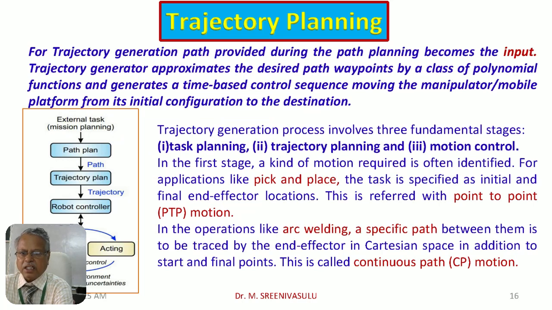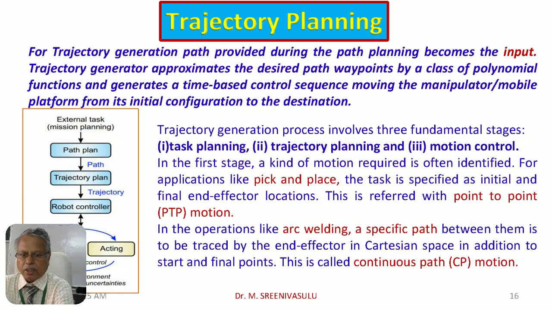We can again understand the trajectory generation process looking at this flow chart: path planning is the first phase, trajectory planning the second phase, and then the third phase is going to bother about robot control. The robot controller is going to have a combination of acting and sensing. It is going to take information through sensors, because it has to know to what extent the targets have been reached. Based on that, feedback has to be generated, and based on that, corrective measures are going to be taken.